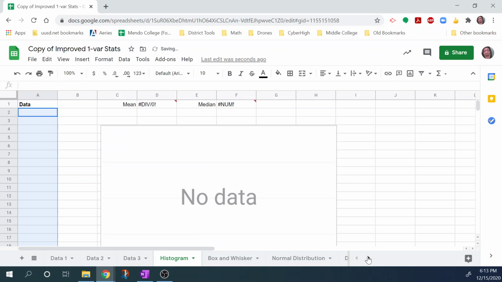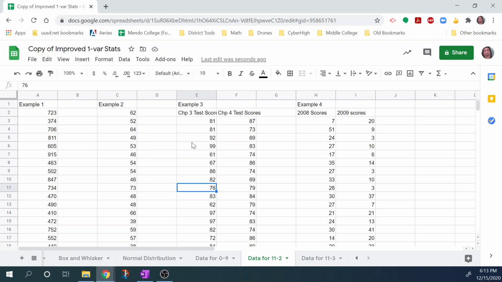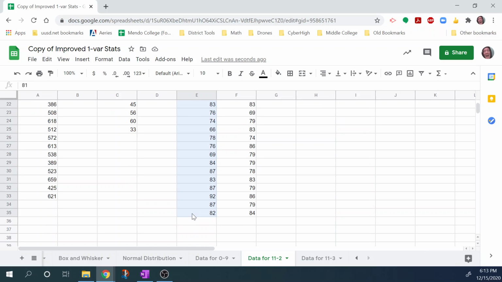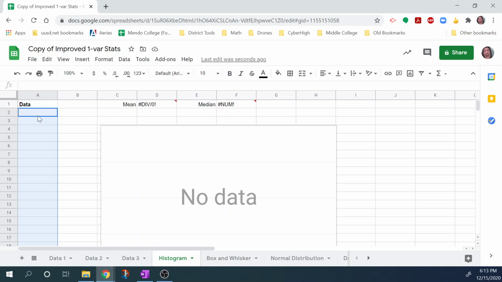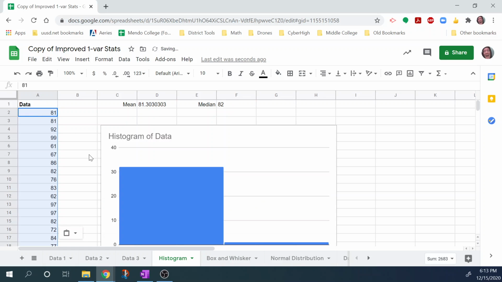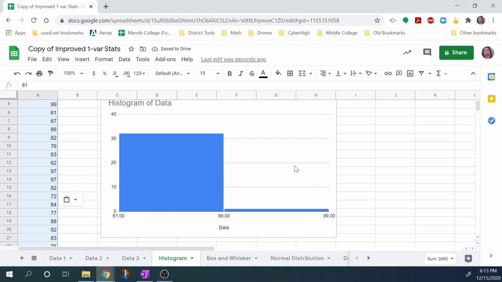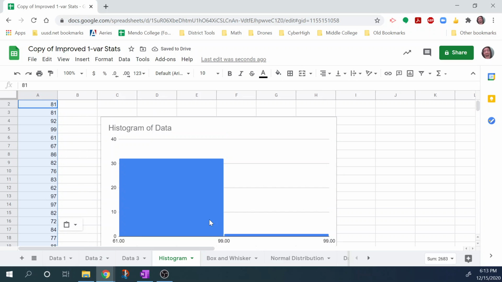Now, data for 11.2, example 3. So we've got the chapter 3 test scores. Let's bring all this down. Copy that and put it in, not the box and whisker, but the histogram. Ooh, so you can see here what it's got set up is not a good breakdown for the histogram. It looks like either you got a D or you got 100%. So that is not a good breakdown there.